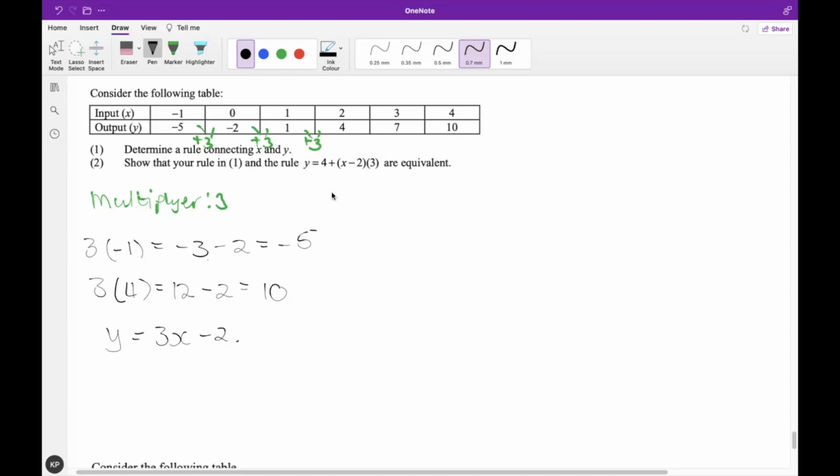Okay. Now, how are we going to show that the rule we just got is equivalent to this over here? Let me rewrite this that we have to prove. So y is equal to 4 plus x minus 2 times a 3 on the outside. How will we prove that, guys? There is only one way we can prove this, and that is by simplifying this equation that they give us. So we have to simplify this.